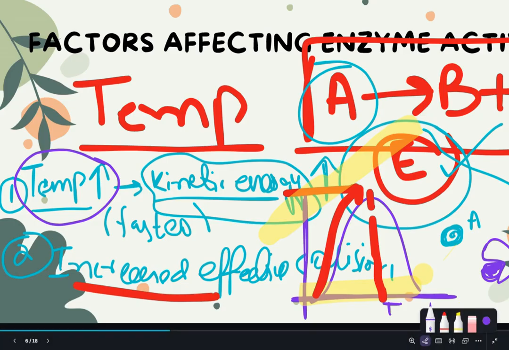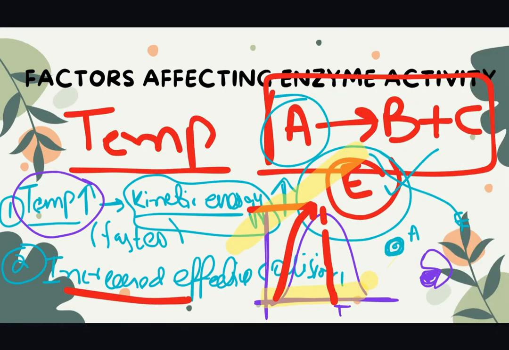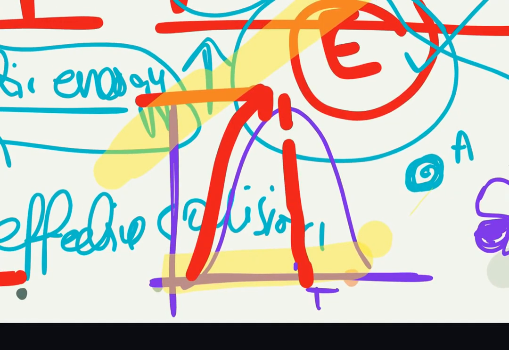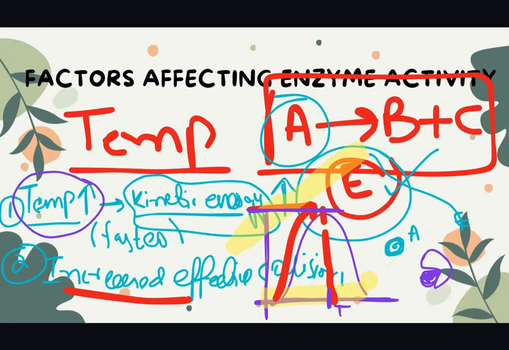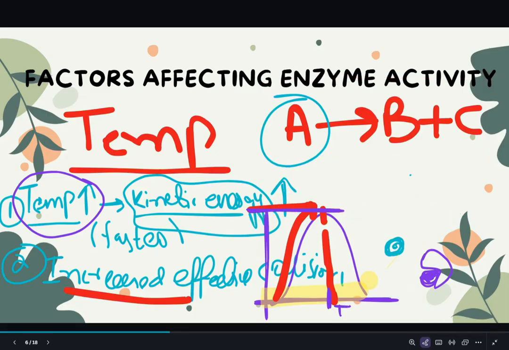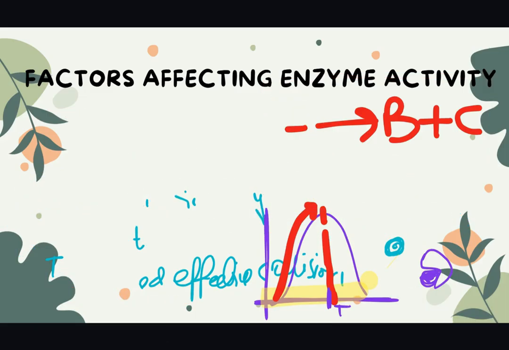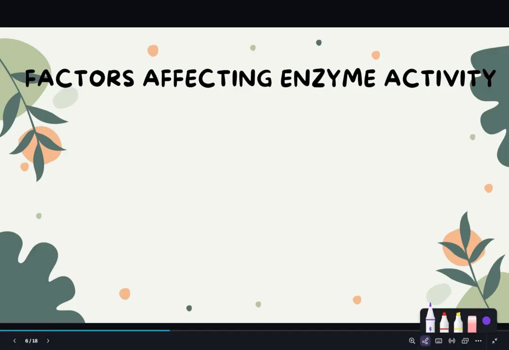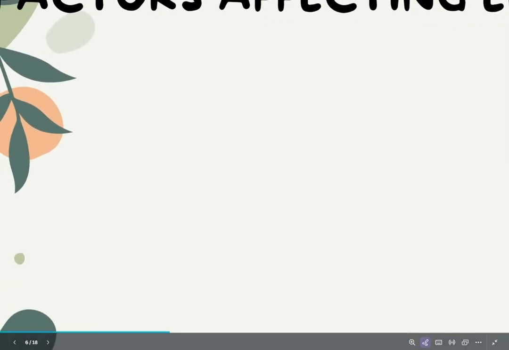Now note that as I slowly begin to increase the temperature more, so this was my optimum temperature at which my rate was maximum. I think I should draw it a bit more neatly because it's getting a bit messy. Let me remove all of this and write it down more neatly so you can really understand what I'm trying to say.